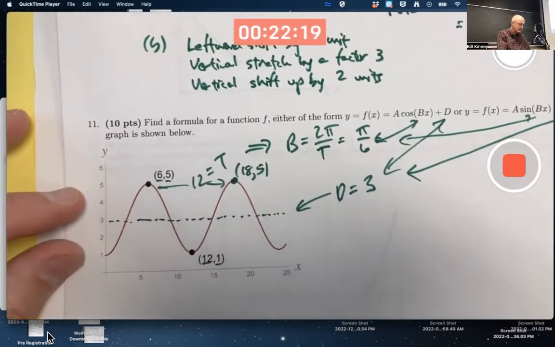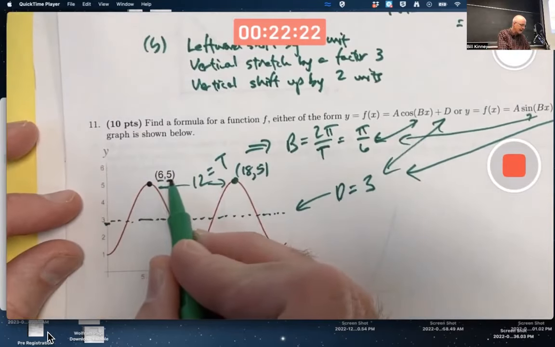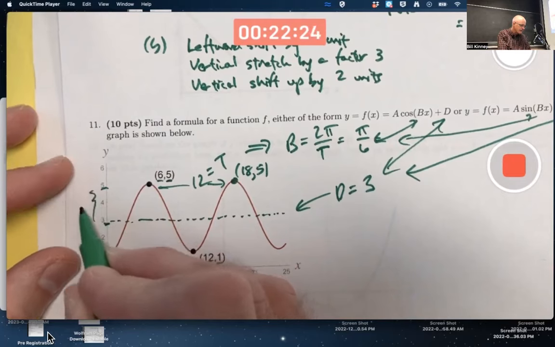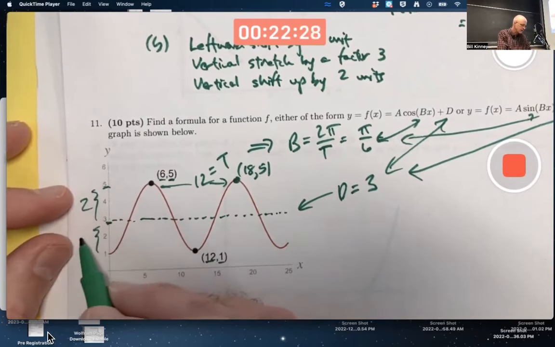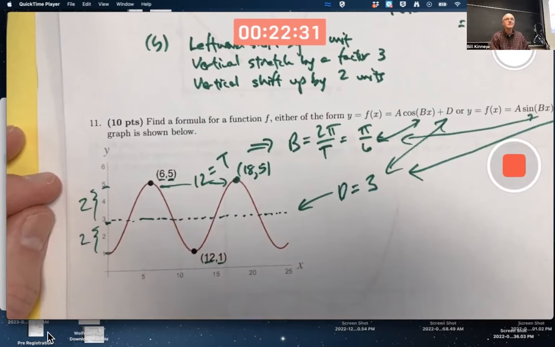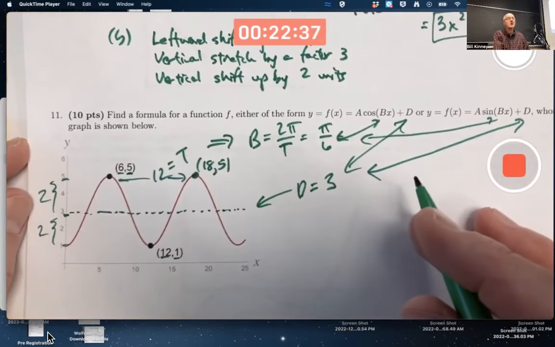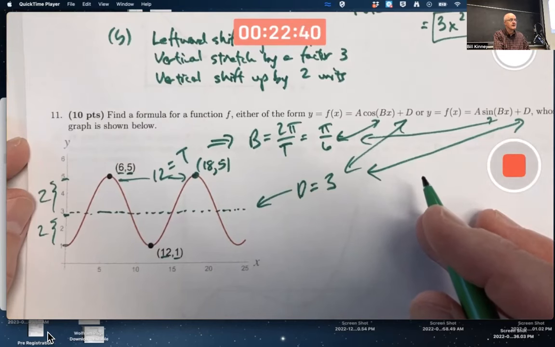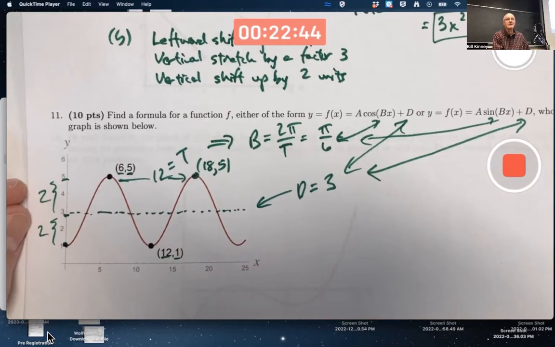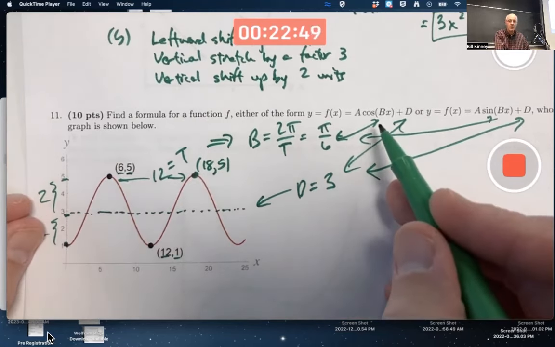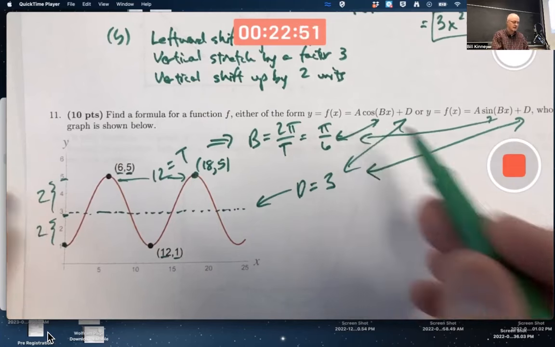The amplitude is the vertical distance between the midline and the highest value. That's 2. It's also the distance between the midline and the lowest value at 1. Okay, the amplitude is positive 2, but that doesn't mean A is positive 2. It could be negative 2. And since the graph starts at its lowest point when x is 0, it's best to use a cosine with a negative 2 in front.